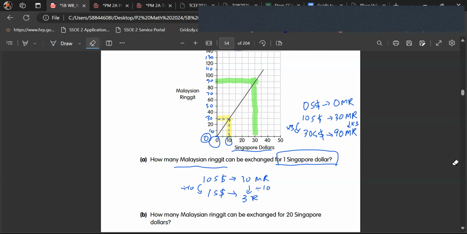But I will label my money with a bit of a symbol. If you write dollar all the way, you don't know which one it is. Yes, SG dollar. As long as you are clear, I can spell out 3 Malaysia ringgit can be exchanged for 1 Singapore dollar. Or I can write here the answer, 3 Malaysia ringgit.